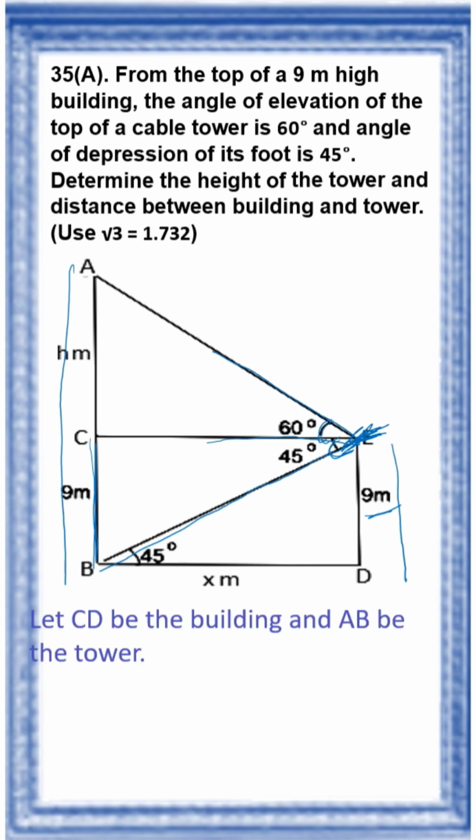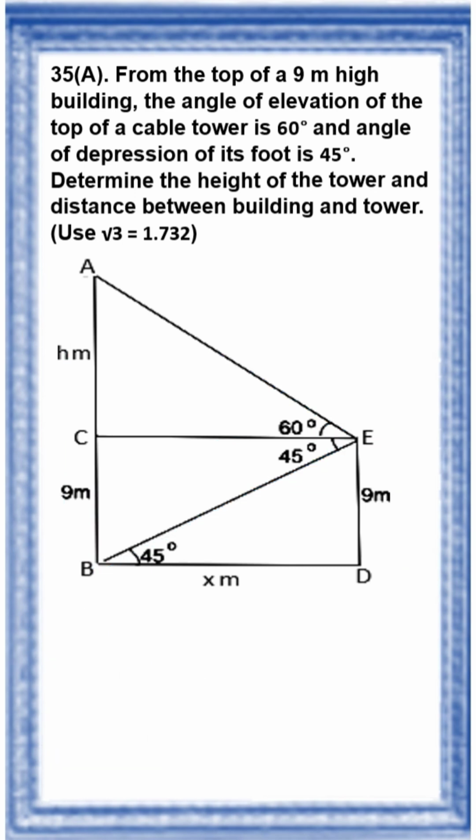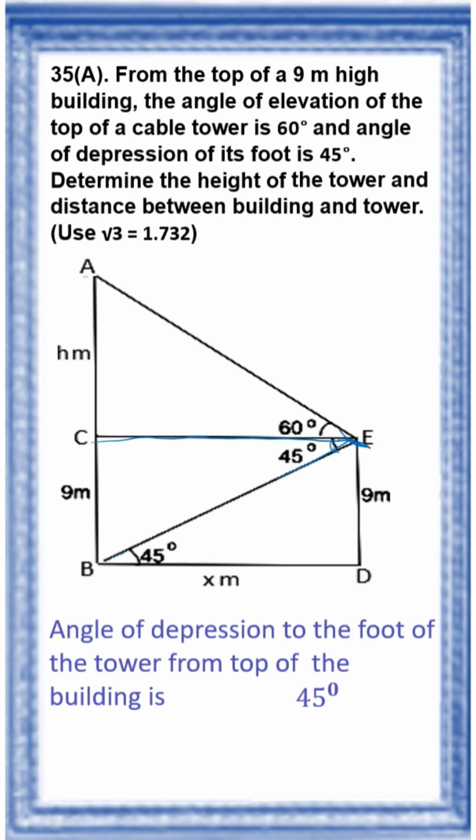So now let CD be the building and AB be the tower. The angle of elevation to the top of the tower from the top of the building is 60 degree. So angle AEC is equal to 60 degree. And the angle of depression from the point E to the bottom, the foot of the tower, is 45 degree. CEB is 45 degree. So angle EBD, this and this angle are equal, alternate angles, is 45 degree.